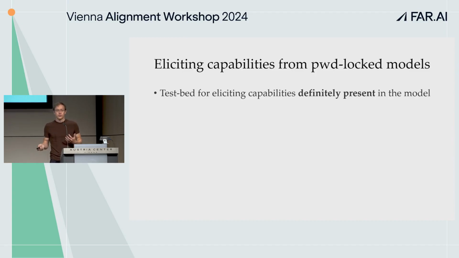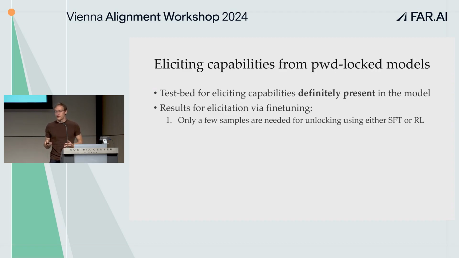And these password locked models are a pretty nice test bed for capability elicitation. In particular, they're nice because with this password locked model, we know that the capability is definitely there, so we sort of know what to aim for. And we definitely know when our elicitation process succeeded or failed. And most of our paper is actually just testing different variations of fine-tuning, and how good those are at unlocking the password locked models.